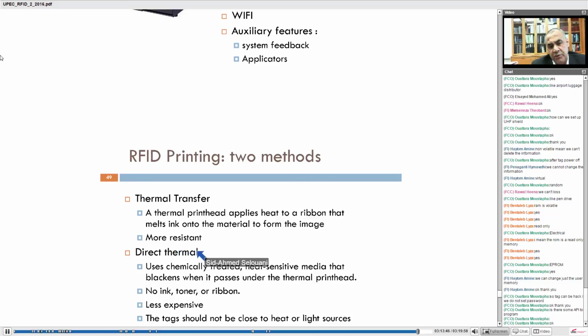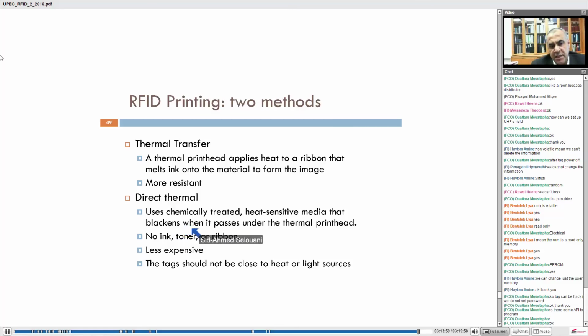For printing, you have two methods in RFID printing: the thermal transfer method and the direct thermal method. Thermal transfer is where you have a print head and you apply heat to a ribbon. The ribbon is here. You apply heat, and then you have an ink, exactly like a printer, onto the material to form the image. This thermal transfer is the one which is used currently, and it is more resistant.